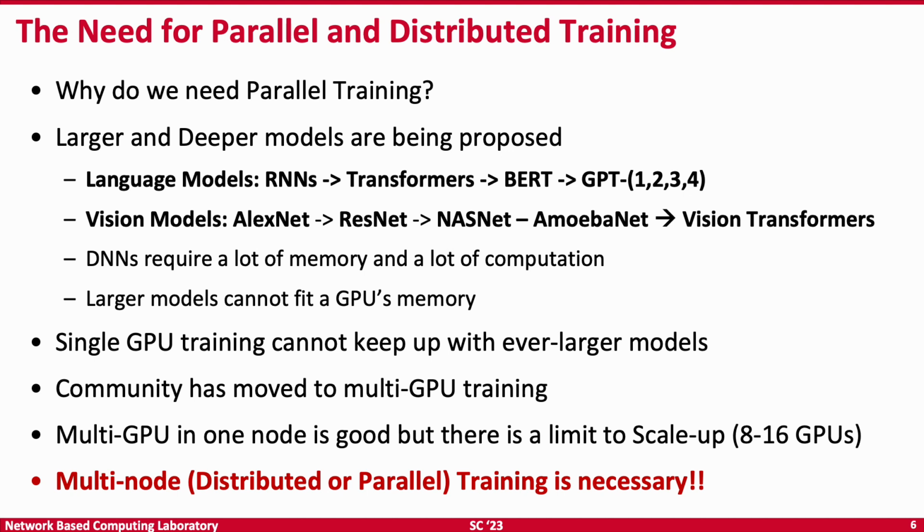Same thing is happening with respect to vision models, and especially these kinds of models require a lot of memory, a lot of computation, and sometimes they cannot even fit in a single GPU memory. So if you're just trying to utilize single node servers, or a CPU or GPU, or even a collection of GPUs within a single node, you may not be able to scale the training of these applications and models. So this is where the community has been moving into multi-GPU training. And this is where there is a big significance these days with respect to multi-node distributed training.